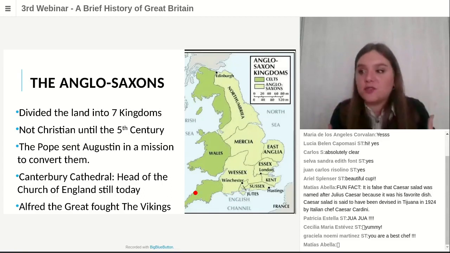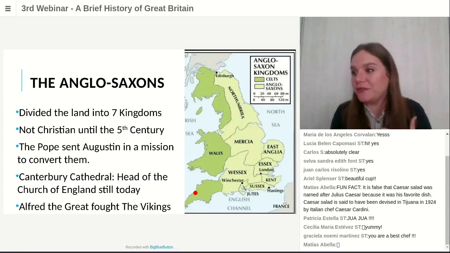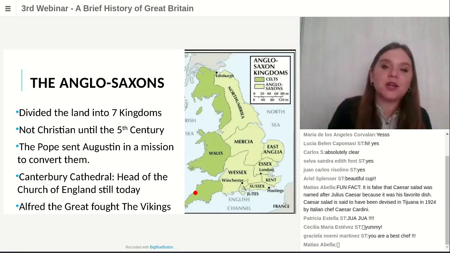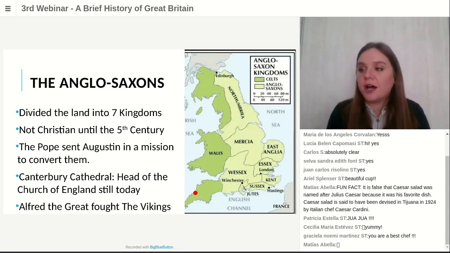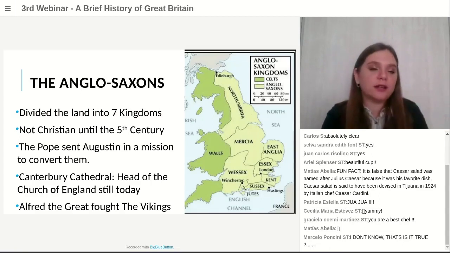And then something that is also very well known about the Anglo-Saxons is Alfred the Great. For those of you who have seen another TV series, Vikings, you will know that there was a lot of conflict between the Viking raiders that we are now going to talk about and the Anglo-Saxons. Alfred was one Anglo-Saxon king.